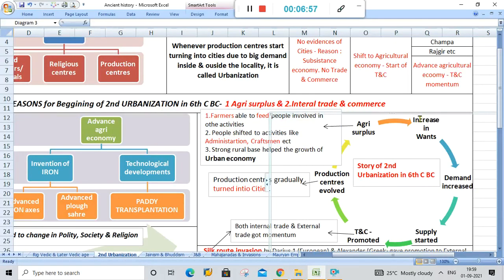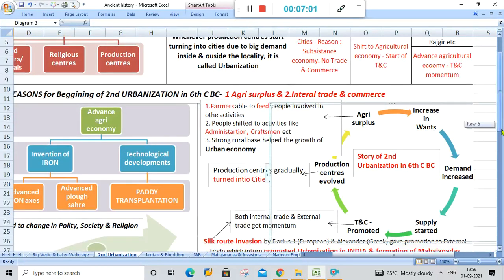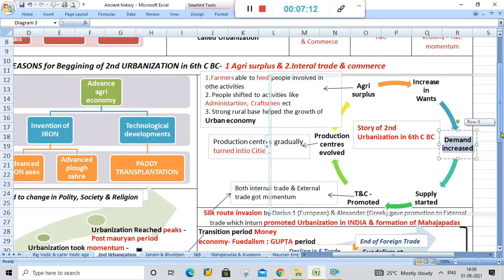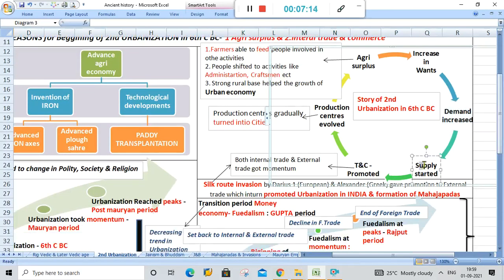Then due to agricultural surplus, there was an increase in wants. So there was food and their wants increased regarding many other aspects. So demand increased for many other things. Supplies also started because there was demand, and then trade and commerce was promoted. If there is demand and supply, it is obvious that trade and commerce will prevail. Production centers evolved because there was trade and commerce.